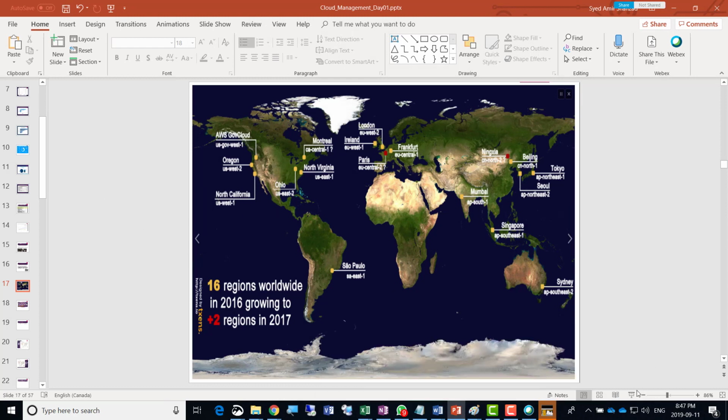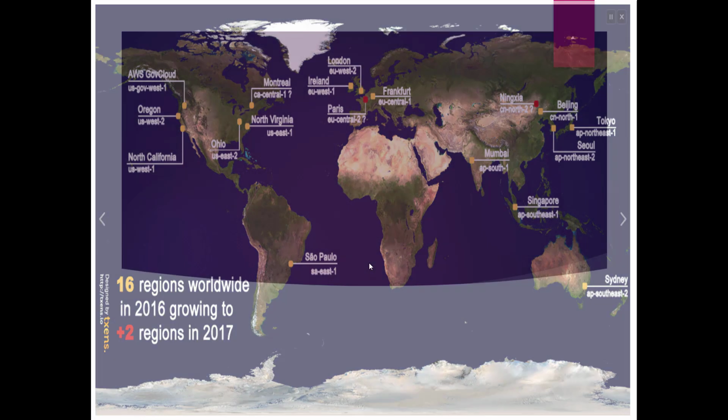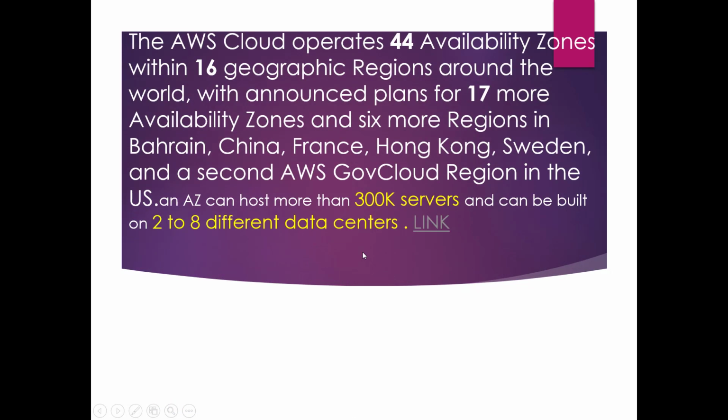So I'm just going to go back to the slide here, and it says the AWS cloud operates 44 availability zones within 16 geographic regions around the world, with announced plans for 17 more availability zones and 6 more regions in Bahrain, China, France, Hong Kong, Sweden, and a second AWS GovCloud. So GovCloud is government cloud, right?